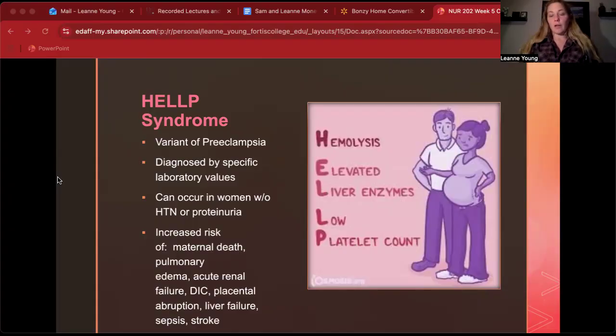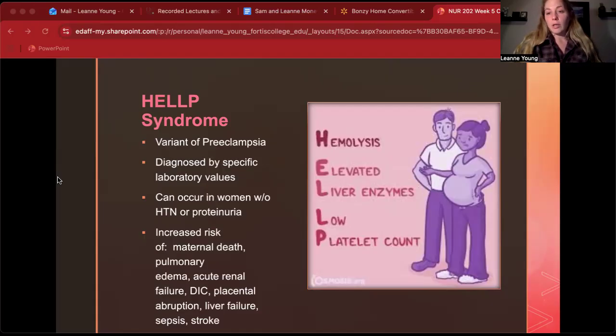So what does this mean for your test? What do you need to know? You guys need to know your normal lab values, okay? You're going to hear that all the way through nursing school. You're going to hear that as a bedside nurse. Know your normals. What is a normal liver enzyme? What should an AST or an ALT be? Okay, you need to know that. What is your normal platelet count? What would a low platelet count look like?